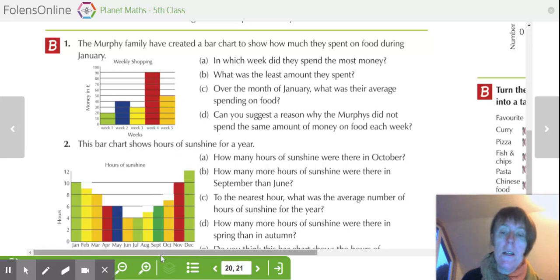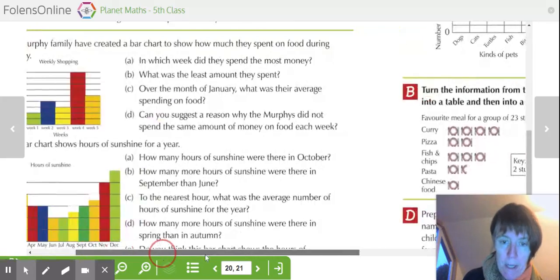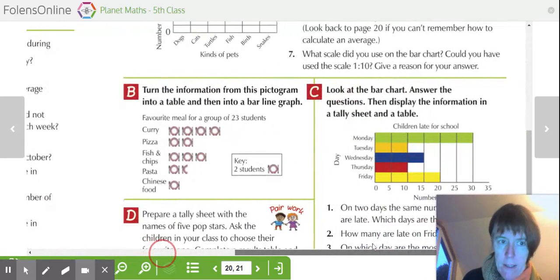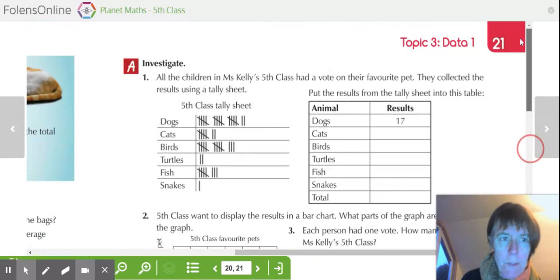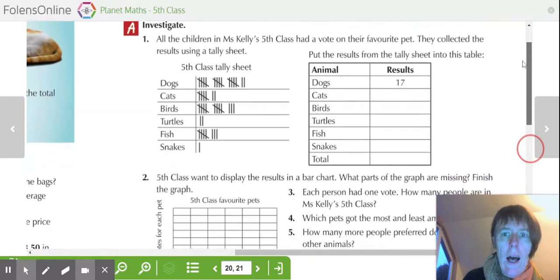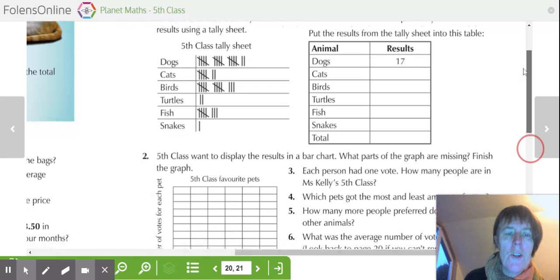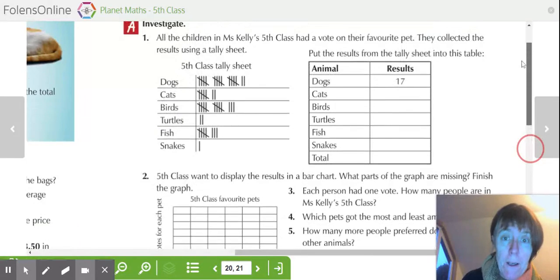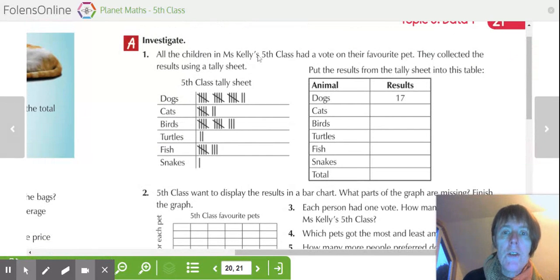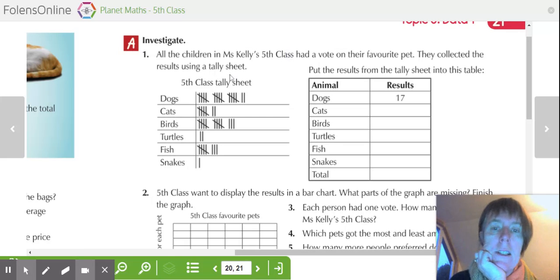You know how to read those. Now what you're going to do for me today is this question. It's on the next page, on page 21, and you're going to investigate. There's a lot of copying from your book and writing it on a page or in your copy. All the children in Miss Kelly's class had a vote on their favourite pet. They collected the results using a tally sheet.